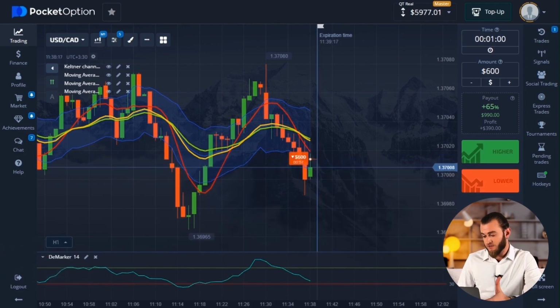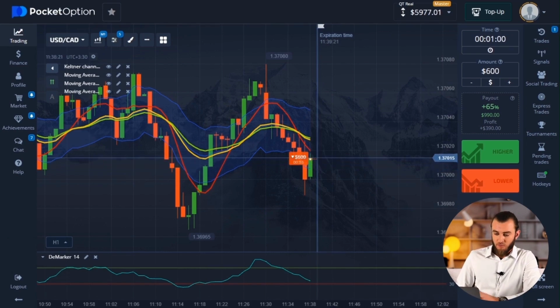The next transaction is also available for a decrease following a correction that took place after breaking through the lower boundary of the Keltner channel. I believe that minutes will be sufficient for us.